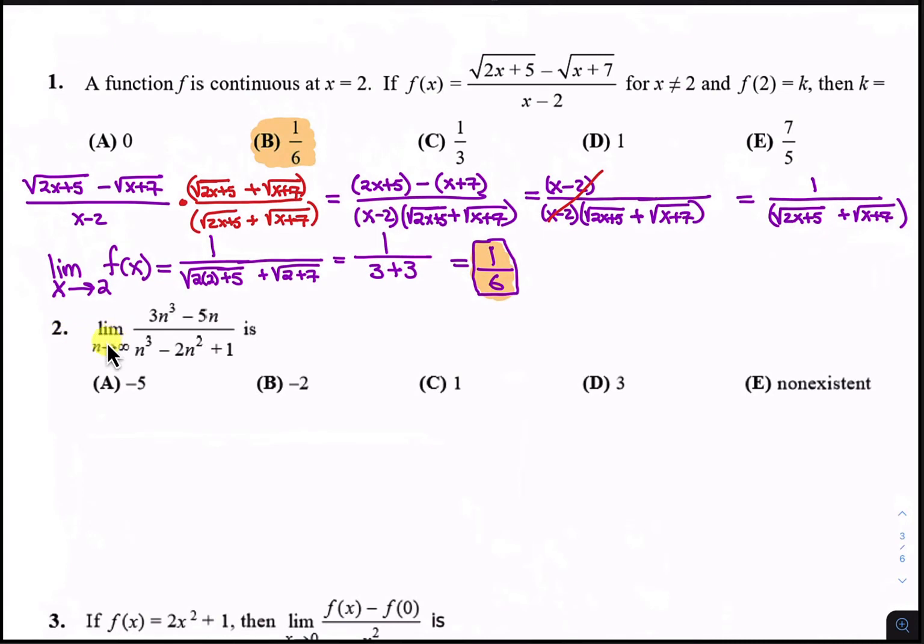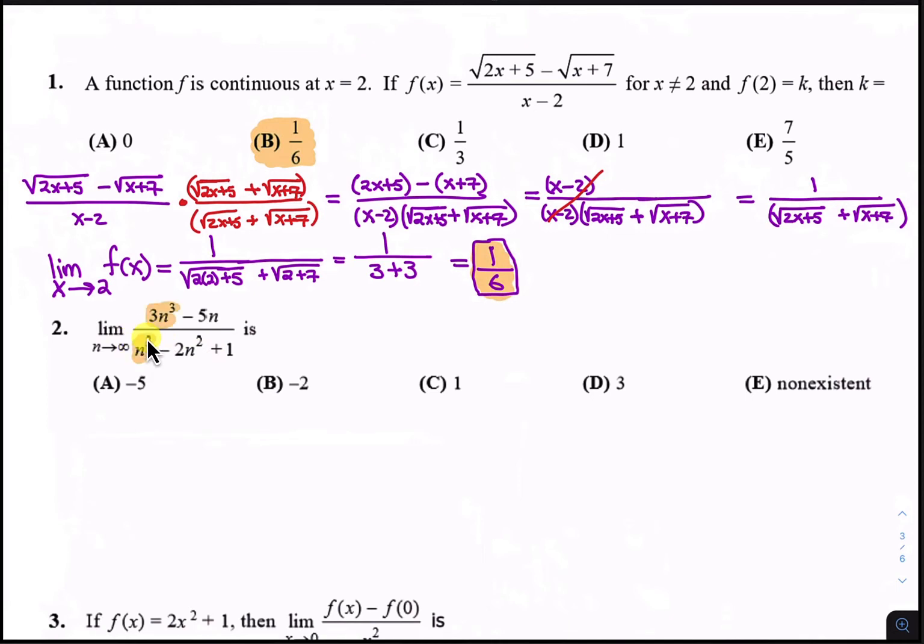Problem 2, the limit as n approaches infinity of this expression. Well, this is a problem of what matters most. We have in the numerator 3n to the third minus 5n. The 3n to the third grows faster than 5n does, so we can ignore the 5n. In the denominator, n to the third grows faster than 2n plus 1. So we can just ignore the negative 2n plus 1 and just focus on n to the third.